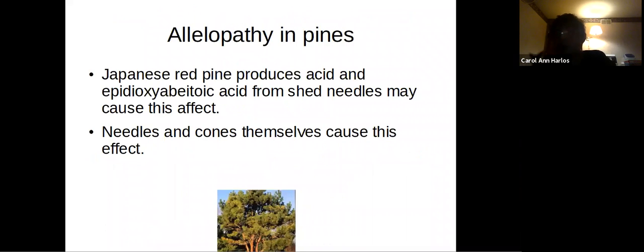We also have allelopathy in certain pines. And the Japanese red pine, a non-native, but is planted here and produces an acid. And this particular acid from the needles, they believe, may cause this effect. Work is being done on it. The needles and cones themselves do cause this effect, but studies are being made to study the needles to see if they keep other plants from growing. And then down below, I have a picture of the Japanese red pine.